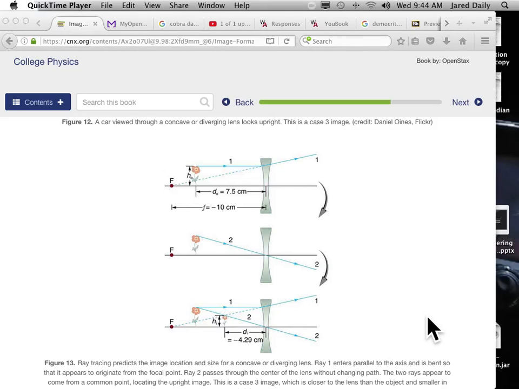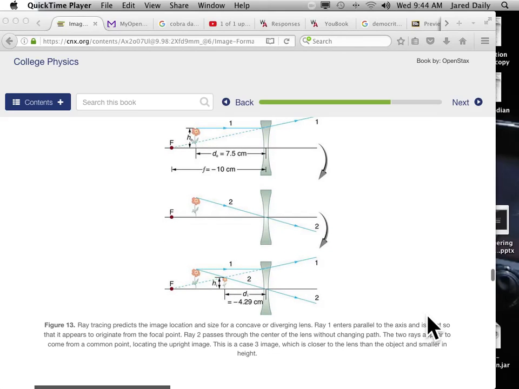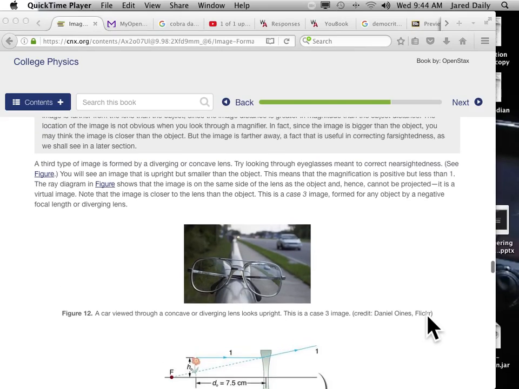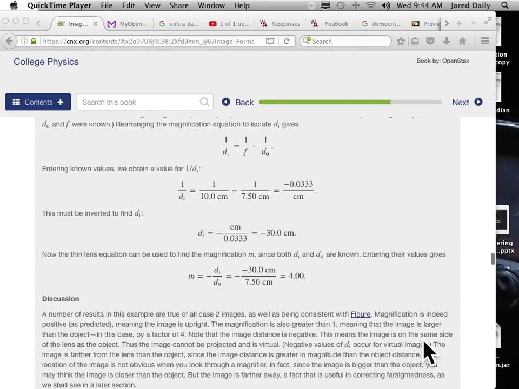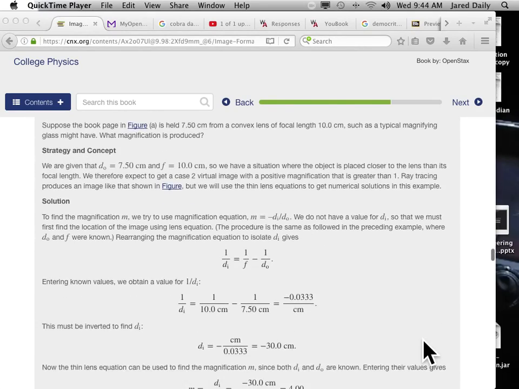So anyway, this is an example of a virtual image being created, and that's how most people's glasses do work. So let's use the equations now to calculate something like this.